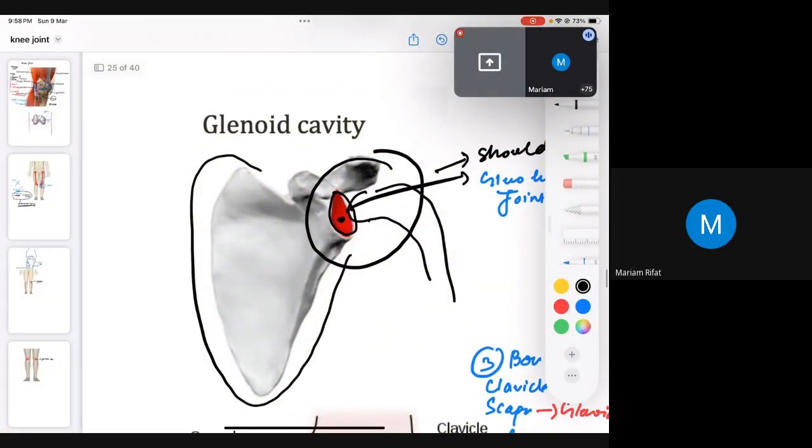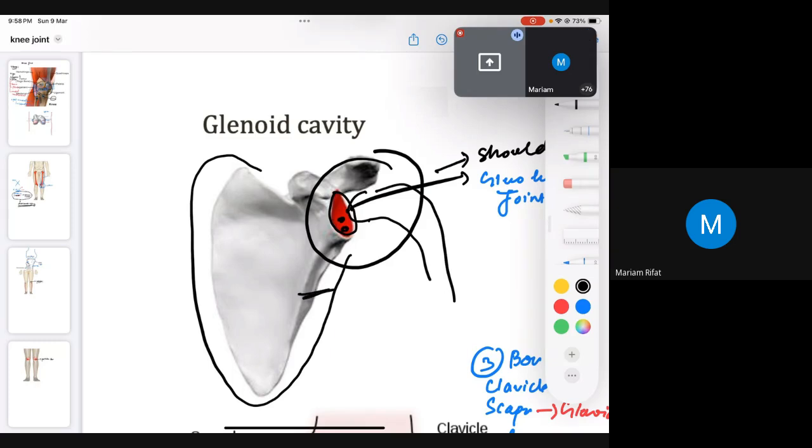The shoulder joint is formed by the head of the humerus and the glenoid fossa, so it's the glenohumeral joint. The head of the humerus is inserted in the glenoid fossa, so that's basically known as the glenohumeral joint, right? We have three bones there.